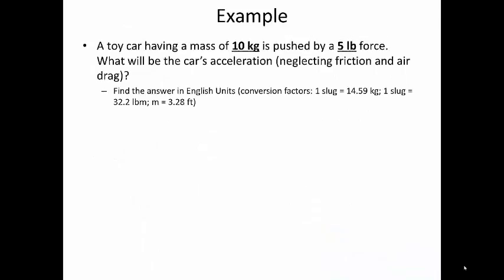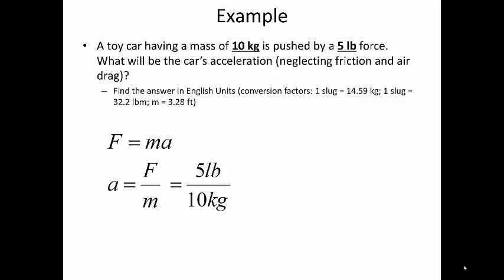Let's look at an example. We have a toy car that has a mass of 10 kilograms and it's pushed by a 5-pound force. What will be the car's acceleration, neglecting friction and air drag? We want to find the answer in English units, and we have our conversion factors here. Let's start with our equation of motion. Force equals mass times acceleration. We're looking for the acceleration, so we'll solve for that symbolically. Then we can plug in what we know.